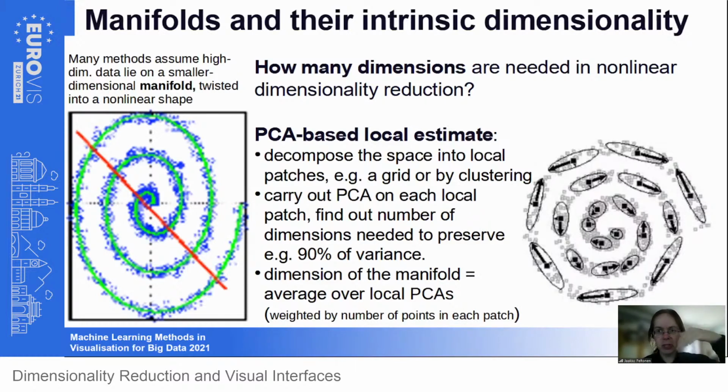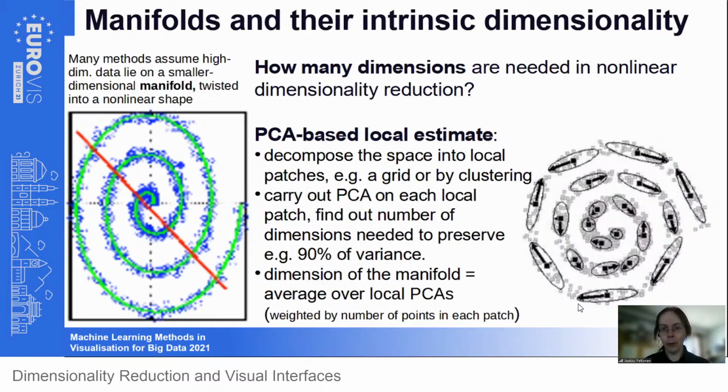There are a number of approaches for that. One of them is that you just divide your data into subsets, and then you do PCA within each subset, and basically then estimate how many dimensions does PCA need within each of those subsets? If you can find that out for each of the subsets, then pretty much you've estimated the dimensionality of your manifold, and you can try unfolding that.